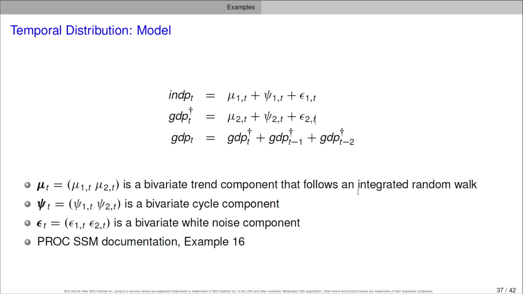I have not shown you the plots of GDP and industrial production, so you don't know the reasoning behind suggesting an integrated random walk as a trend. If you look at the plots, you'll see that the GDP is trending upward, and an integrated random walk creates a smooth trend. Also there is a bivariate cycle, which is another term in the model, which captures business cycles and things like that, and a bivariate white noise. Further information about this problem can be seen in example 16 of the documentation.